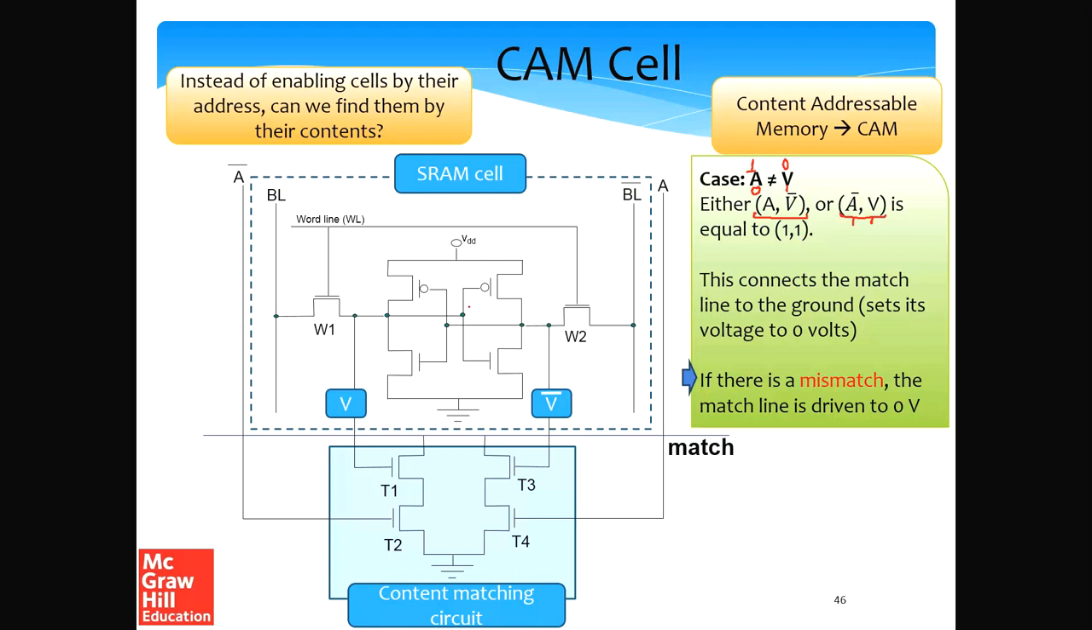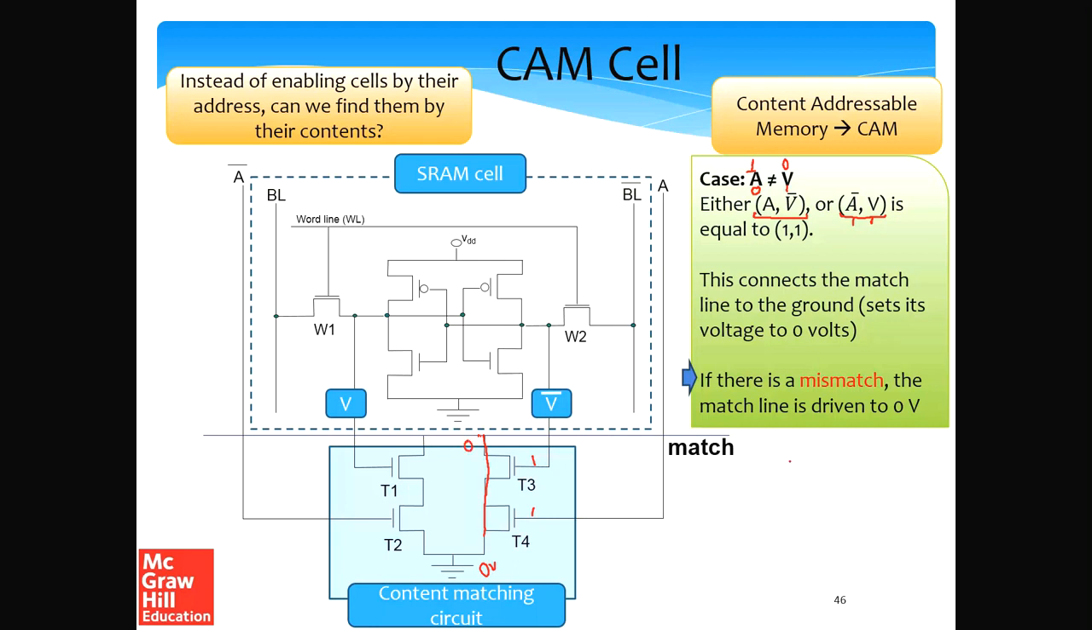So with no loss of generality, let's assume that T3's input is 1 and T4's input is 1, which means both of these transistors are turned on. So we basically have a direct connection from the match line to the ground, and this means that if A is not equal to V, there is a mismatch, and in this case the match line will be driven to 0 volts because it is connected to the ground.